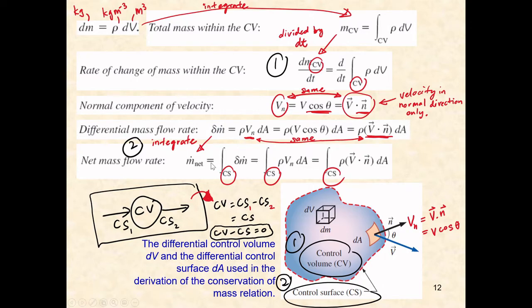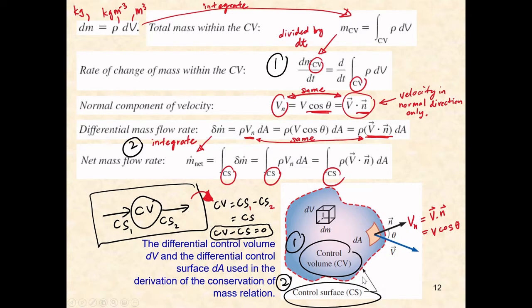So if you integrate this equation, then you will get the net mass flow rate. So the net mass flow rate, m dot net, equals the integration through the control surface of delta m dot, which equals the integration over the control surface of rho Vn dA. The Vn itself is V dot n.